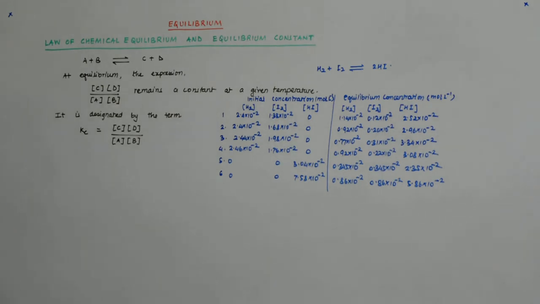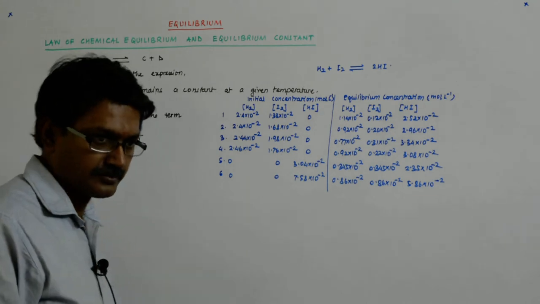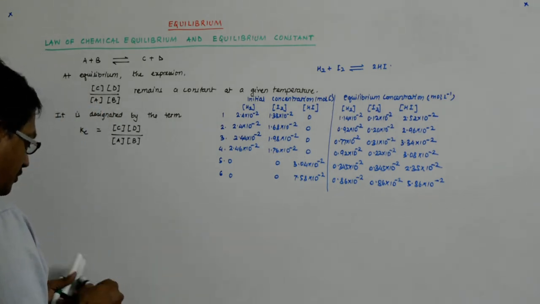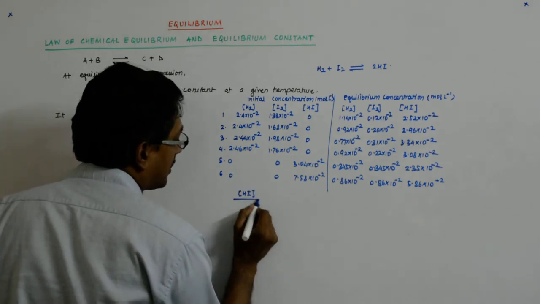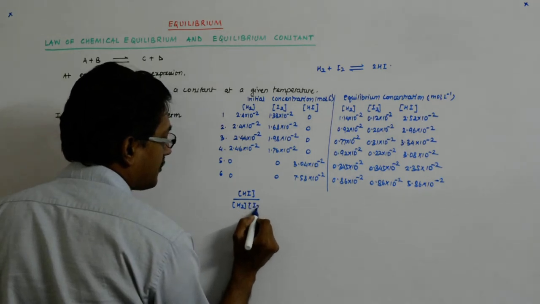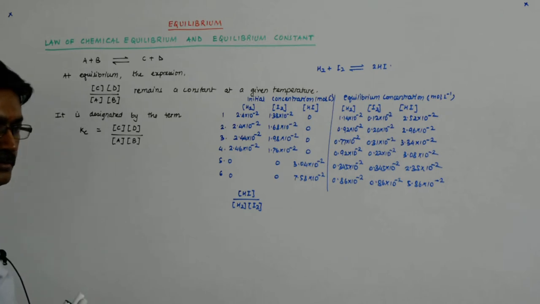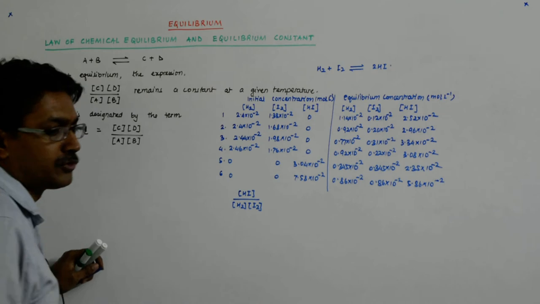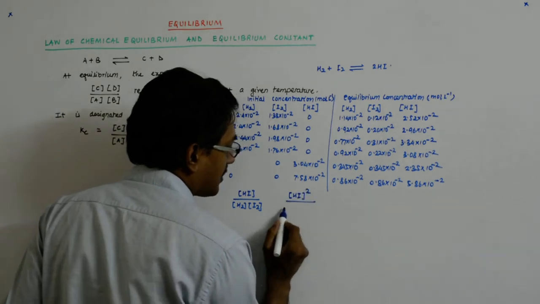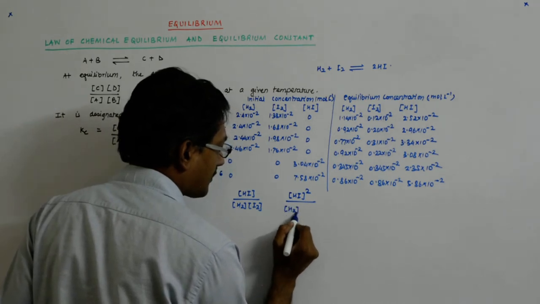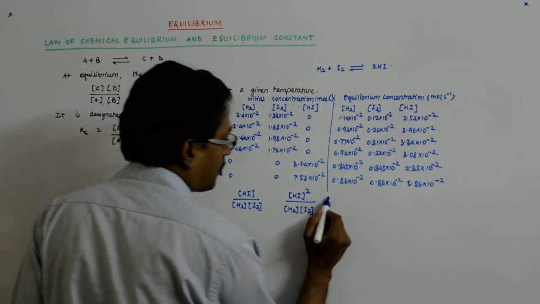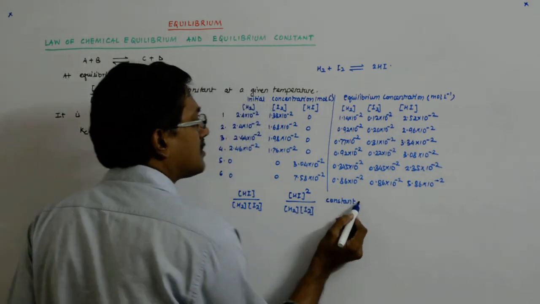Now they tried to find out a relationship between the concentrations, and they first calculated HI upon the product of the concentrations of the reactants. If you calculate this, you'll find differing values of this expression. Then they tried something else and calculated this. This was pretty constant.